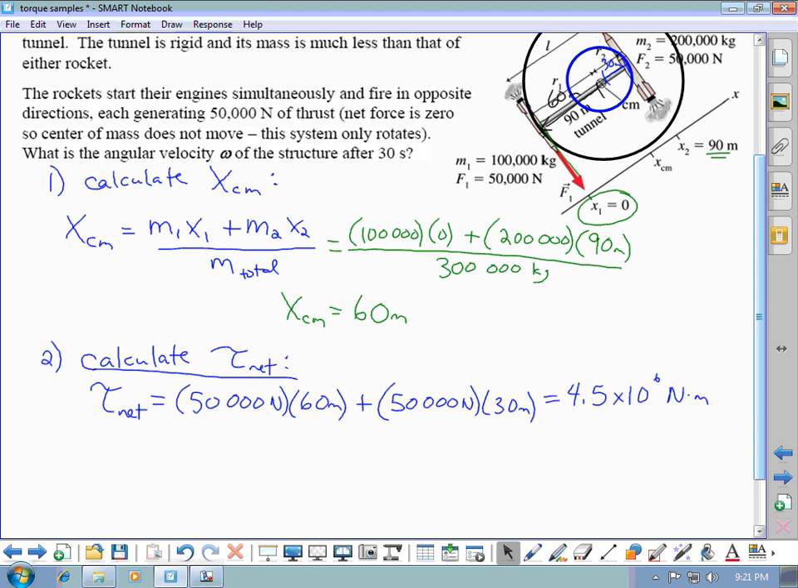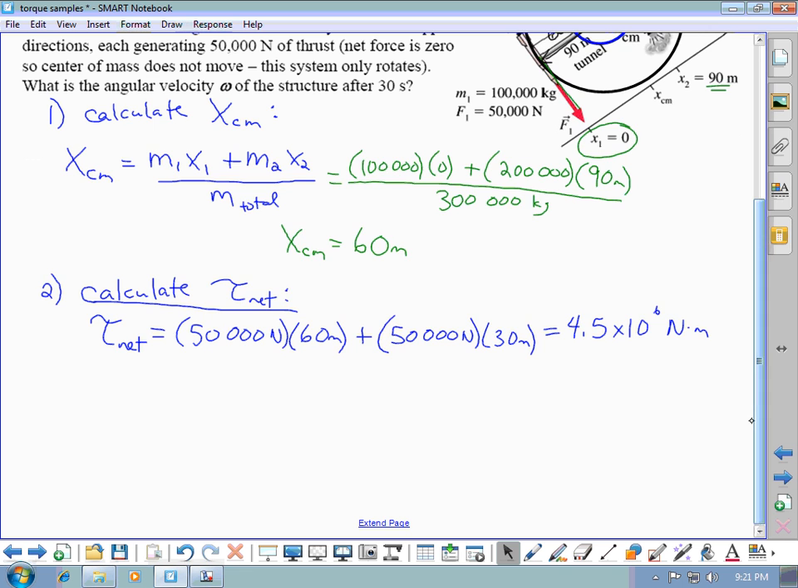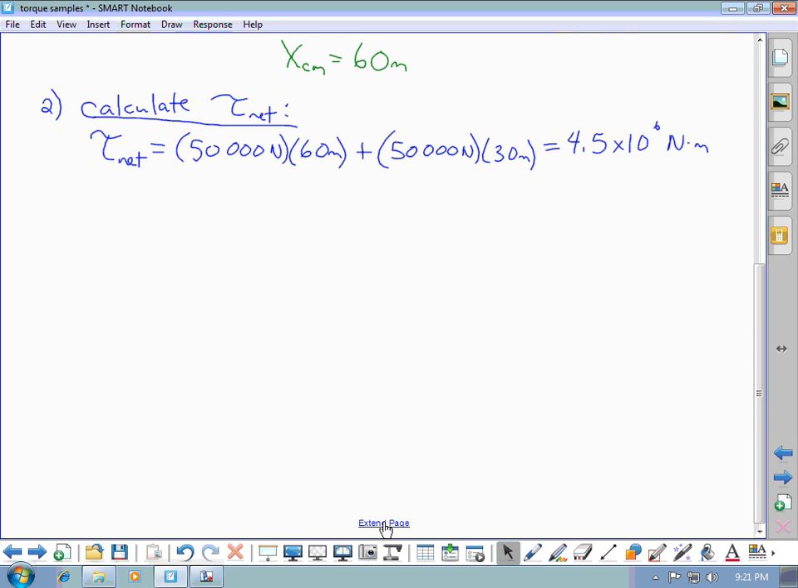Then our next steps: we're going to find the angular acceleration, and then from the angular acceleration with kinematics, we'll be able to find the angular velocity. To get the angular acceleration, we first need to find the rotational inertia.